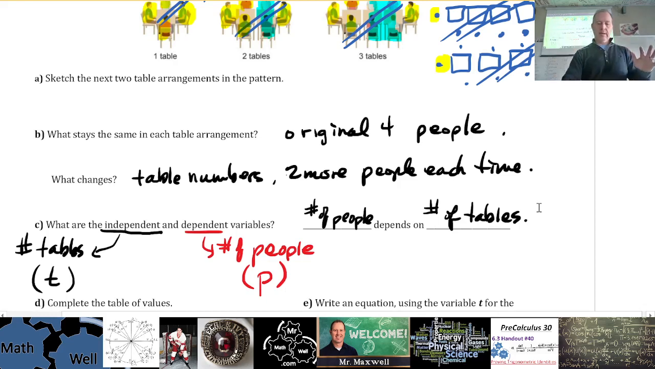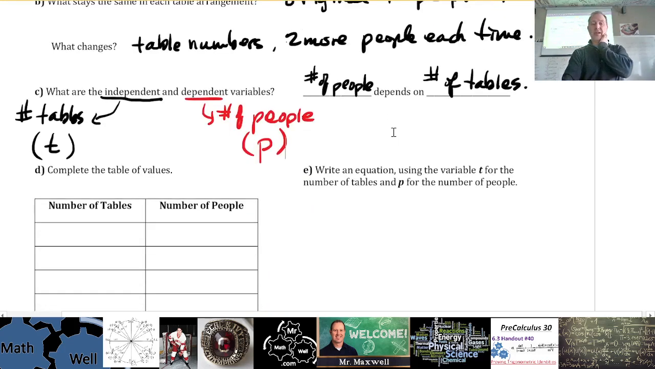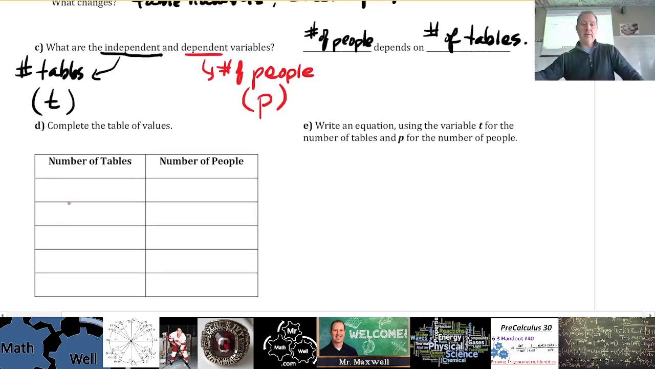All right. We're getting real close here. Now, if we go back to the table of values, I honestly think that's going to be probably the most important thing we can look at, the table of values. So let's complete the table of values here now. So if we have the number of tables, if that was 1, how many people were around one table? 4. Okay. So we had 2 tables, then we went to 6, which makes sense because the original 4 people stayed the same and we added 2 people.